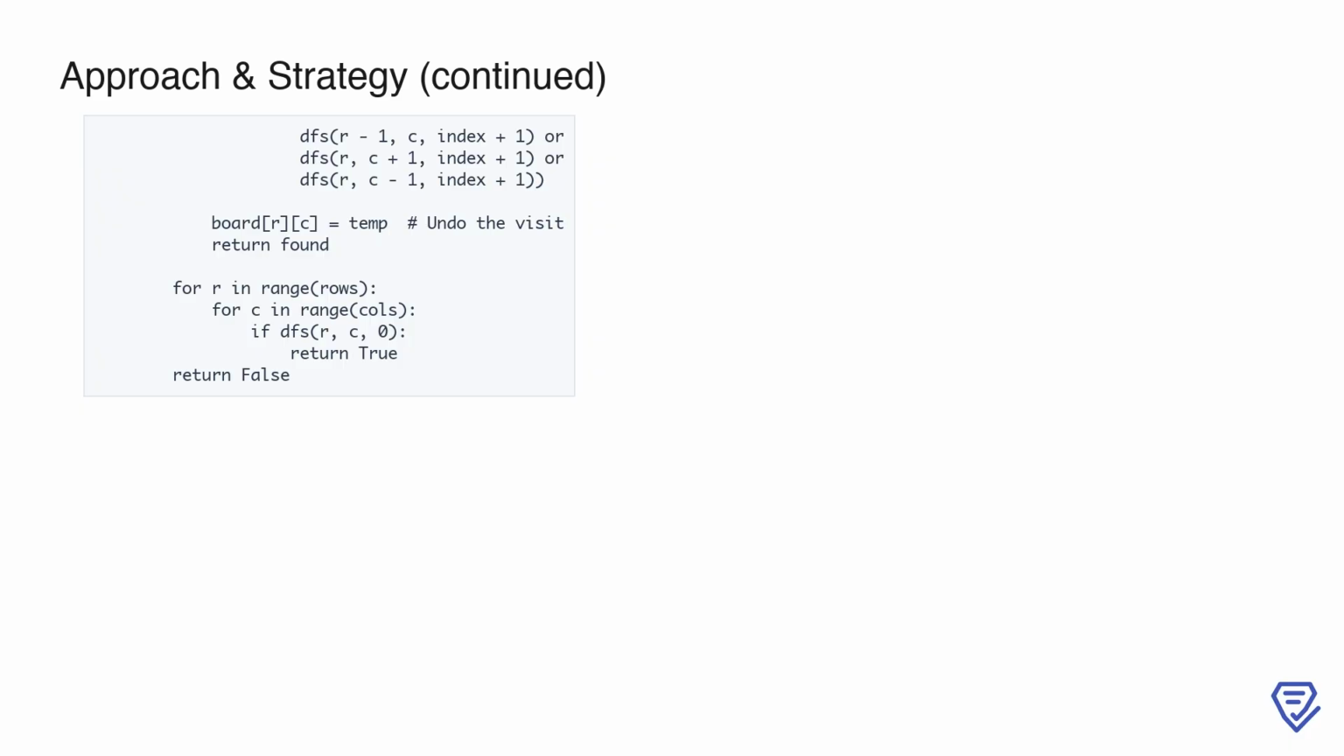Finally, we iterate through every cell in the grid, calling the DFS function to start the search. If a valid path is found, we return true, otherwise, false is returned after all possibilities are exhausted. This implementation ensures an efficient and clear solution to the problem.